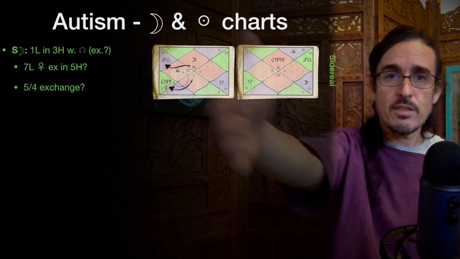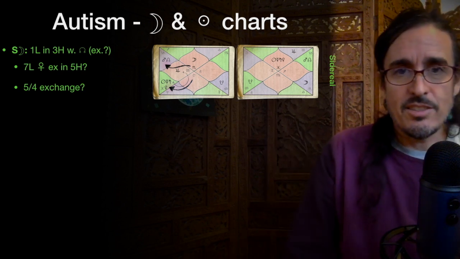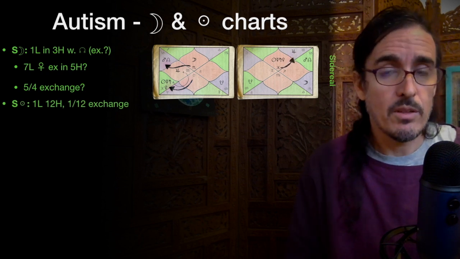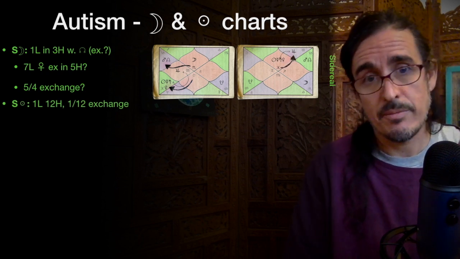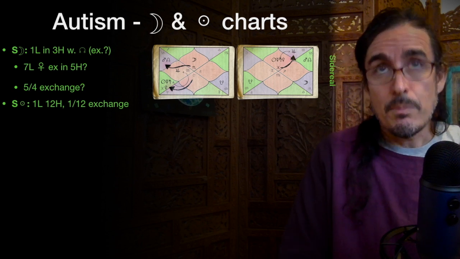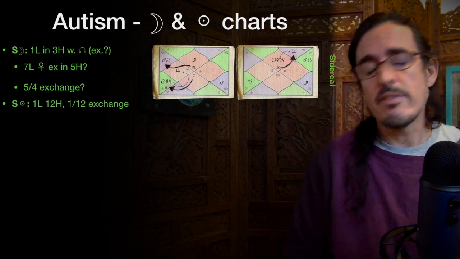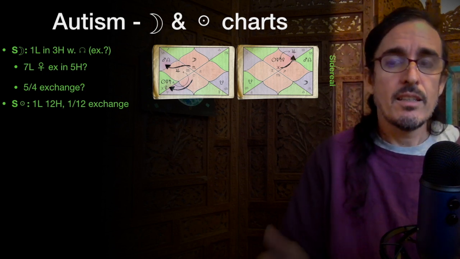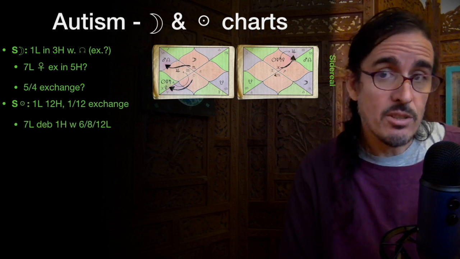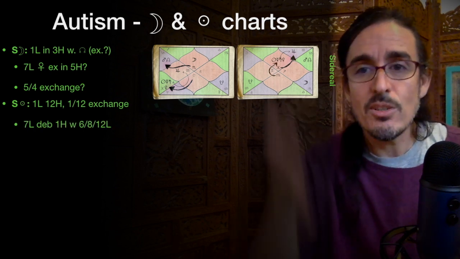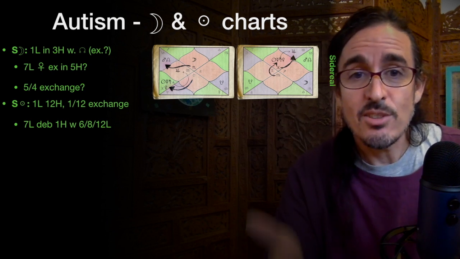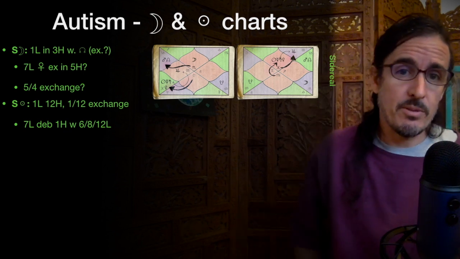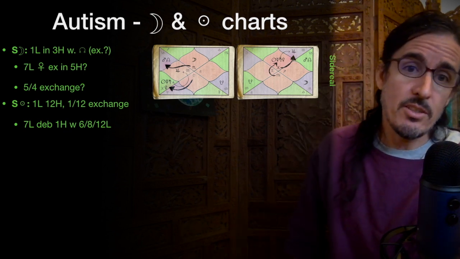Now we switch over to look at the sun's chart, the sidereal sun-based chart. Here you get the first lord in the 12th house and a 12th house and 1st house exchange. That's great, a really good depiction of a person that's in a different world from everybody else, on a different page from everybody else, an autistic person. Here you also got the 7th lord debilitated in the 1st house with the 6th lord, 8th lord, and 12th lord. So this is a really good description now of how he's interacting with people. So the sidereal sun-based chart is looking really good.